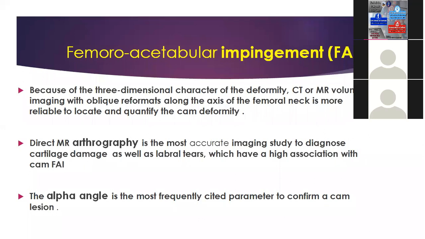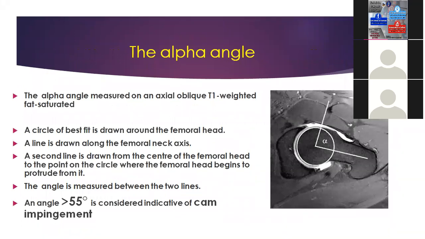By the way, we are looking for the alpha angle, which is the most frequently cited parameter to confirm the cam lesion. This is a very nice photo. If we have a line in the axial plane, central for the femoral head, and the other line at the end of the covering for that one, this is called the alpha angle. If it is more than 55, it indicates cam type impingement for the femoroacetabular impingement.